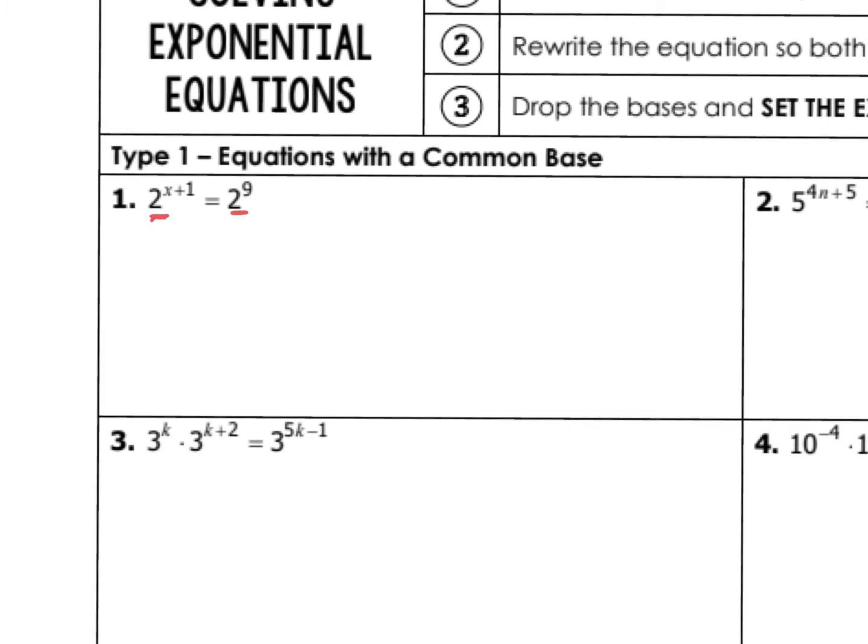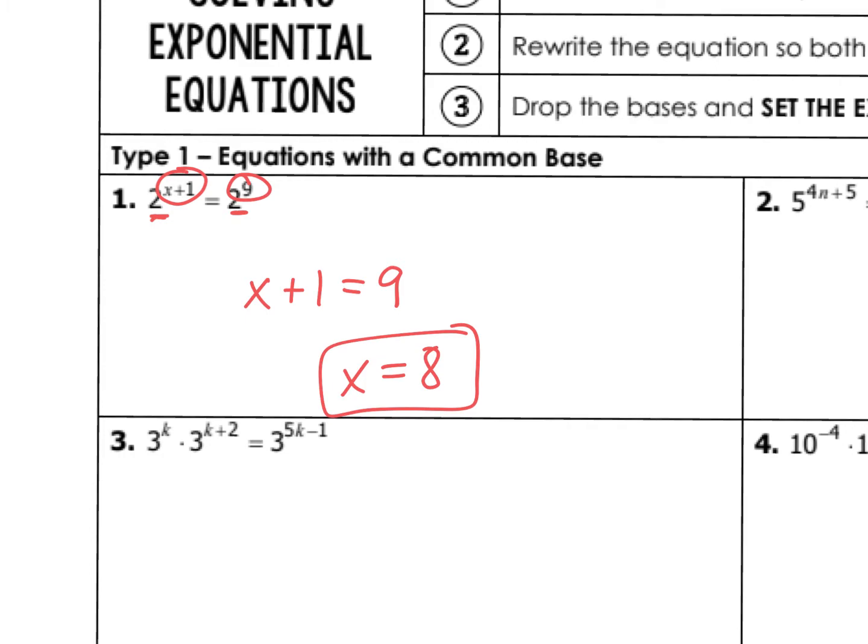So basically what I can do, since I have the same base, is I can just set their exponents equal to each other and solve that. That's a really easy equation to solve, wouldn't you agree? If you can't solve that, that's not good. What does x equal? 8. Cool.